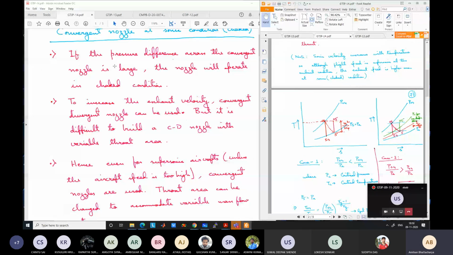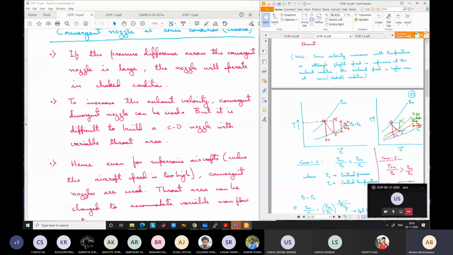When will the choked condition happen? If the pressure difference across the convergent nozzle is large, the nozzle will operate in choked condition. By large I mean that it is greater than the critical pressure ratio. If the pressure ratio across the nozzle is greater than the critical pressure ratio, then the nozzle will perform in choked condition. Critical pressure ratio is around 1.7 something or 1.8 typically. You can calculate based on the gamma value. That will give us the ratio of pressure beyond which there will be choked condition.